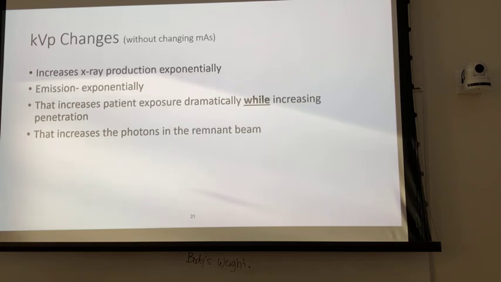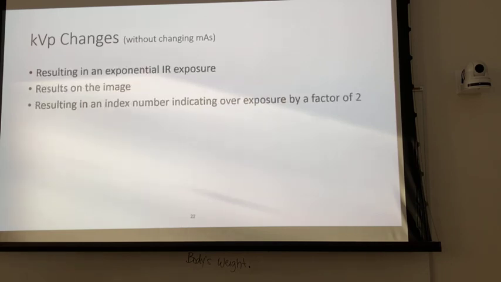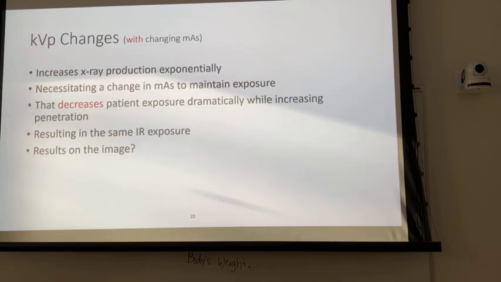So that increases the photons in the remnant beam whenever we increase KVP without changing our mass. That results in an exponential increase in image receptor exposure. Results on the image are really not much, because a computer algorithm takes care of all that. And your indication that you overexposed or underexposed the patient is your index number, so your S number or whatever it is that you use.